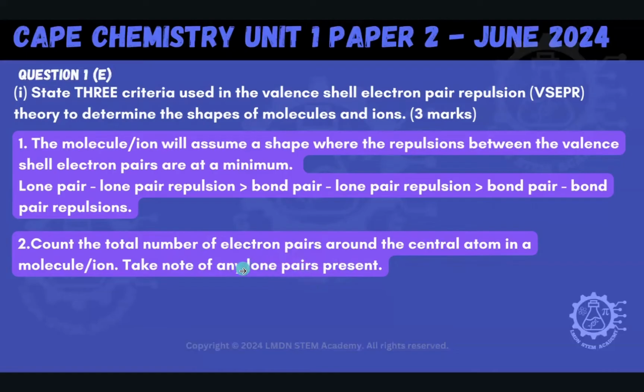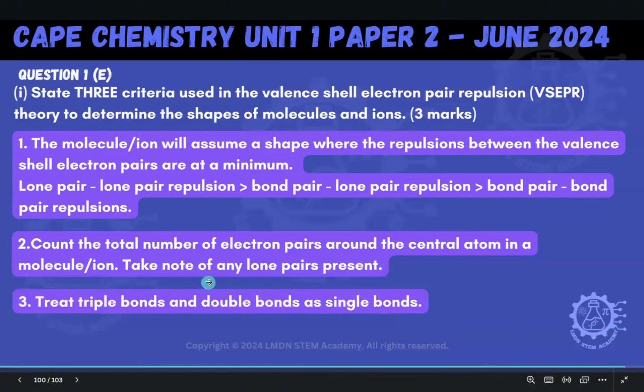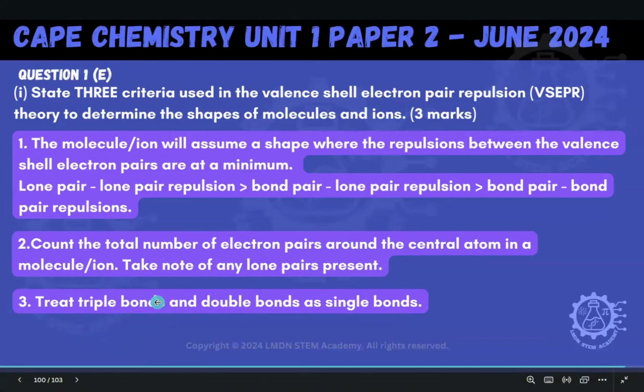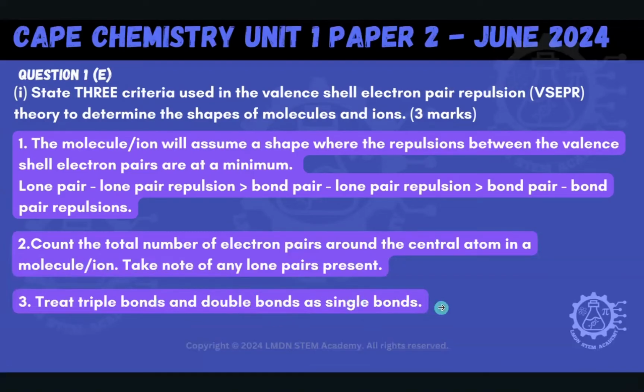Why we need to do this? Because lone pairs, as we said up here, have a lot of repulsion, so we have to think about how that might affect the shape overall. So that's the second criteria. And then thirdly, if we draw the Lewis structure of that molecule or ion, and we see that there are triple bonds or double bonds in there, we have to treat that as a single bond. We're going to count that as just one single bond.